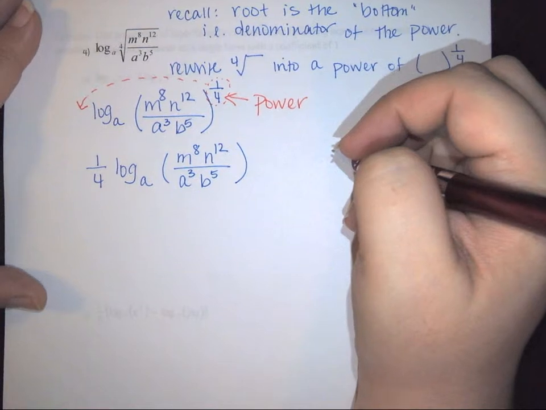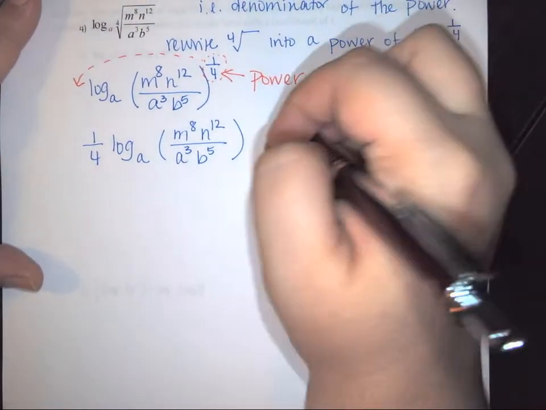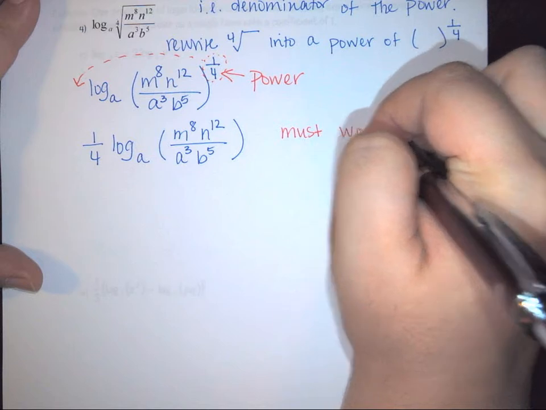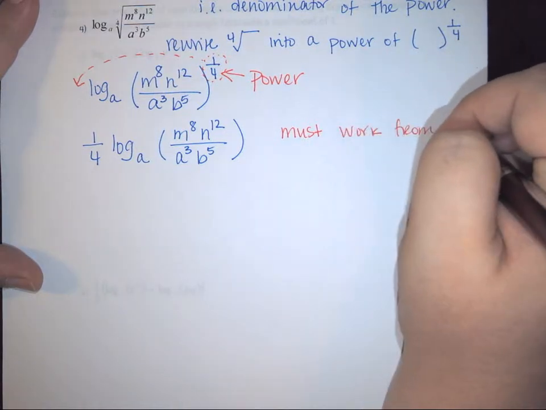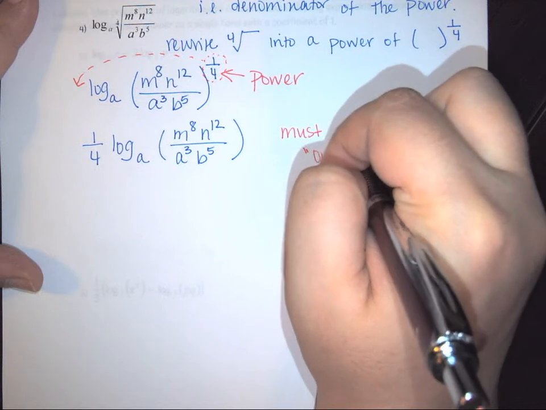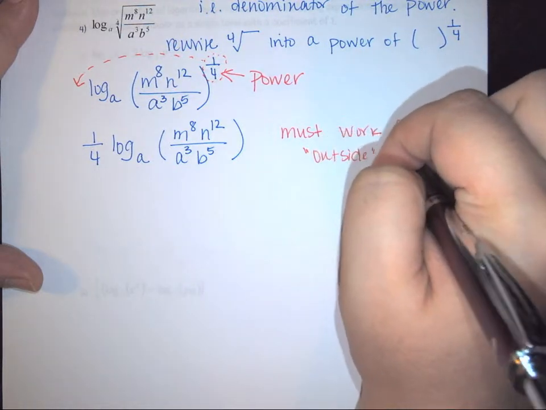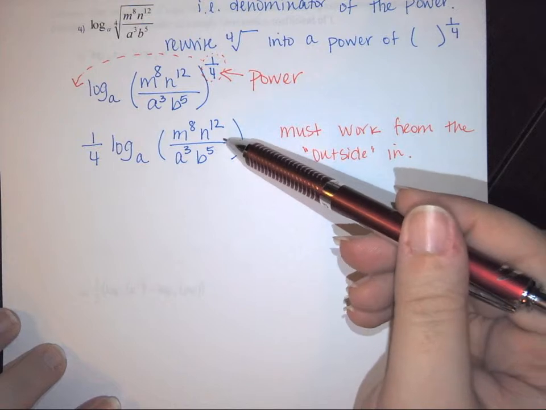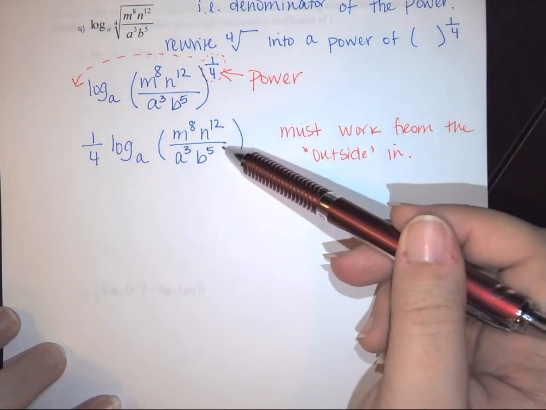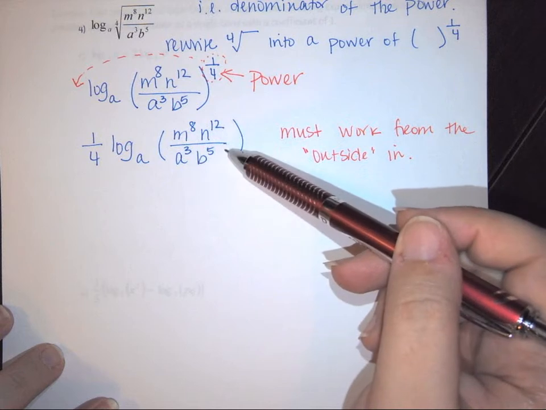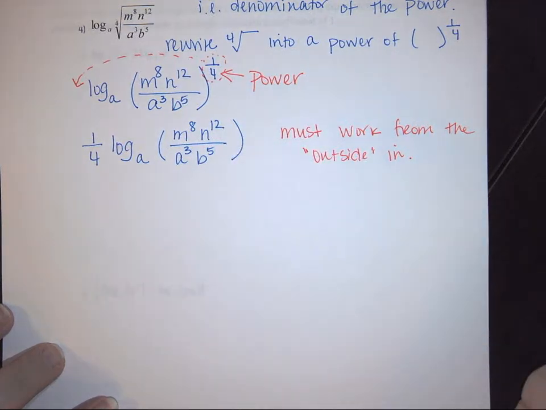So the biggest thing that you have to do is you must work from the, what you would call, outside in. Meaning, if you look at this, you can see that I have quotient, product, and power rules all being applied in here. So I need to know where to start.